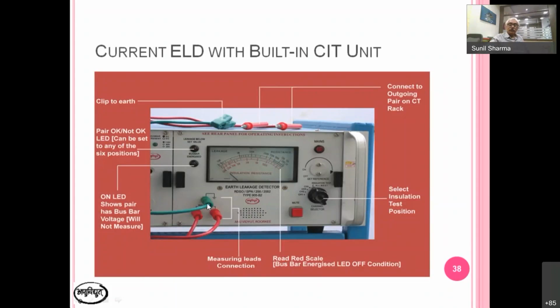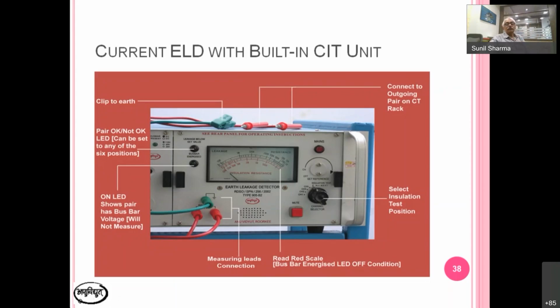These are the 3 leads. Connect them. This green should be connected to the earth. These 2 are taken into your hand to the CT rack. And select the 5th position here, and read on the red scale now. When you put these 2 leads pair-wise on the CT rack, pair, as I told, pair-wise.